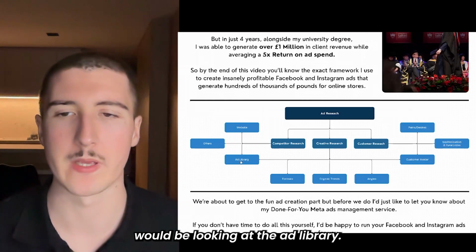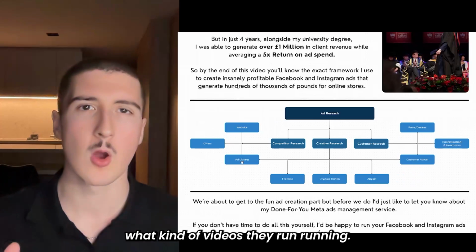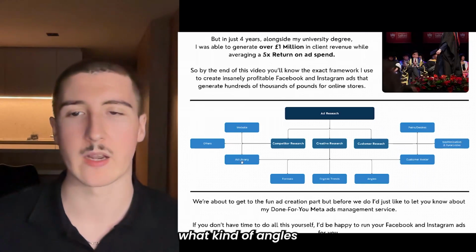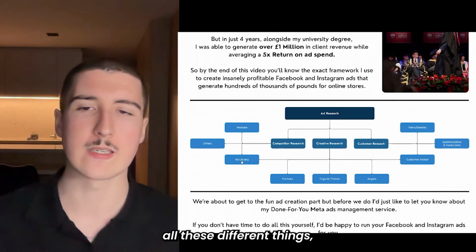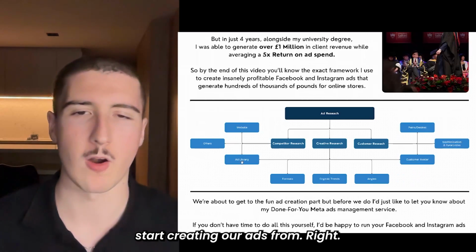And then the last thing would be looking at the ad library. So looking at, okay, are they running image, video, carousel? What kind of videos are they running? What kind of images are they running? What kind of ads are they running? What kind of angles are they using? All these different things are little data points that we can use to then start creating our ads from, right?